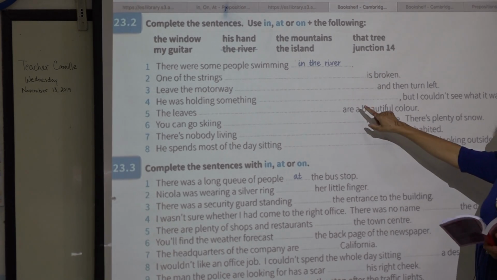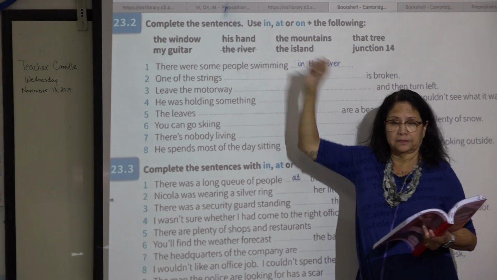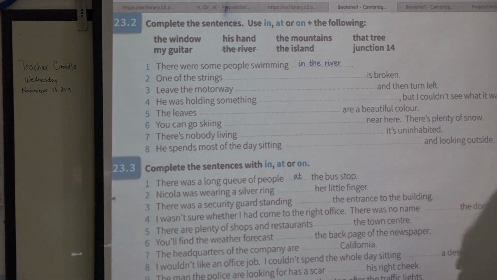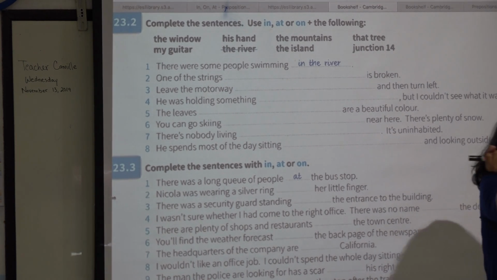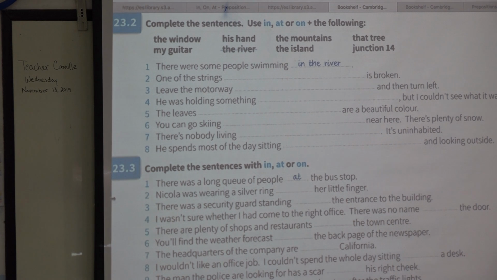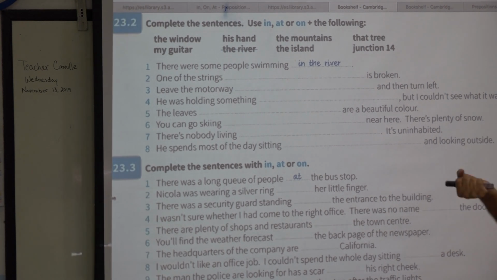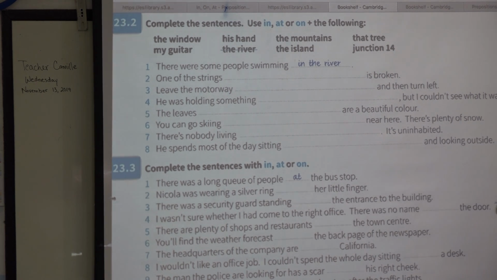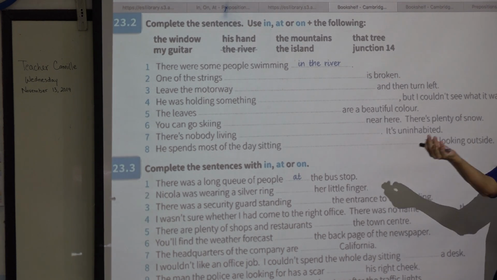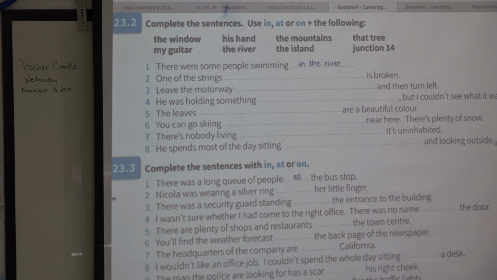He was holding something. Remember that. He was holding something in. Even though it is on, we say in. He is holding something in his hand. That's right. He is holding something in his hand. But I couldn't see what it was. It was really hidden. So it's in his hand.